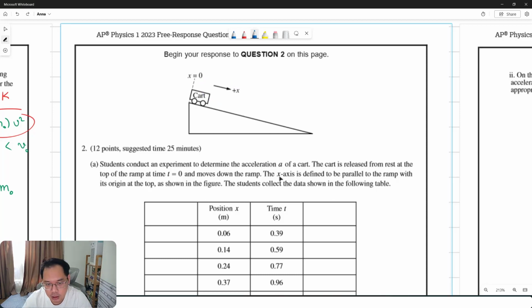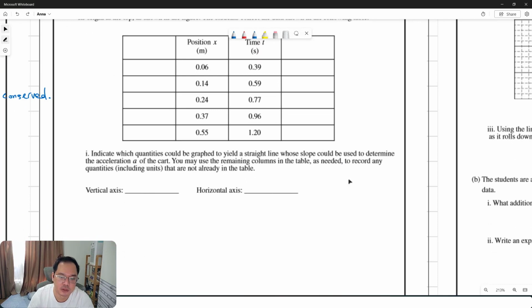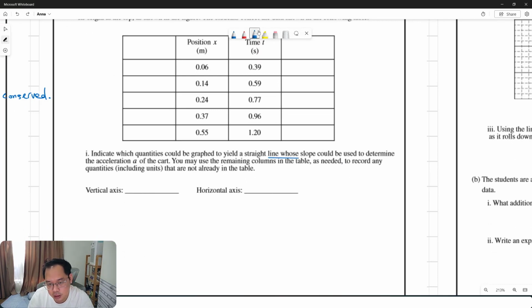This is the x-axis. The x-axis is defined to be parallel to the ramp with its origin at the top as shown in the figure. The student collects the data shown in the following table. So we have the position measured in meters and the time measured in seconds. The maximum position is 0.55 meter and the maximum time is 1.2 seconds. Indicate which quantity could be graphed to yield a straight line whose slope will be used to determine the acceleration of the card. We need a straight line graph used to determine the acceleration of the card. You may use the remaining columns in the table as needed to record any quantity.